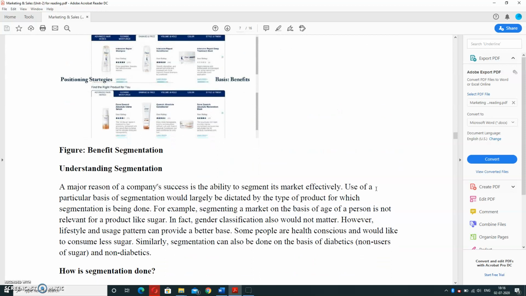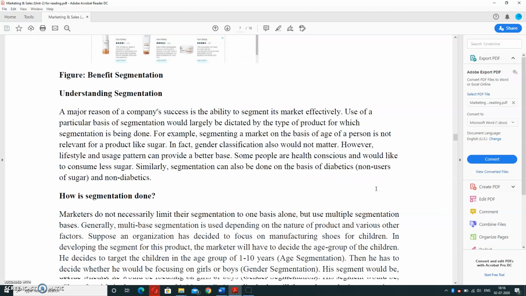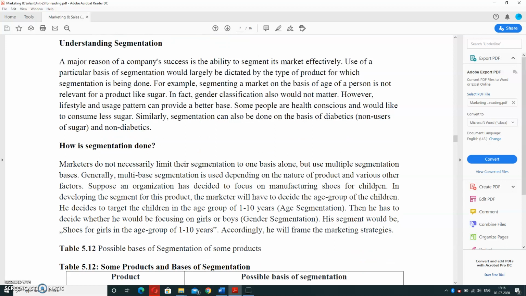Next is understanding how segmentation is done. Segmentation is done on the basis of different age levels. Suppose an organization has to decide to focus on manufacturing shoes for children. In developing the segmentation for this product, the marketer will have to decide the age group of the children. He decides to take children in the age of 1 to 10 years. Then he has to decide whether he would be focusing on girls or boys. His segment would be shoes for girls in the age of 1 to 10, and accordingly he frames the strategies.